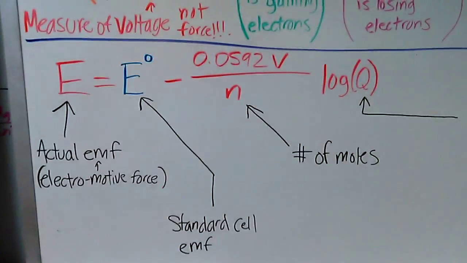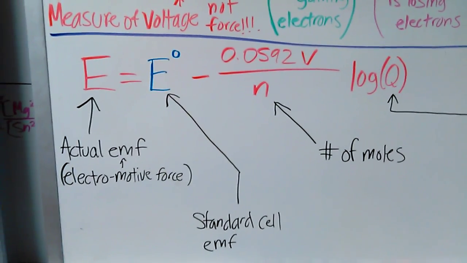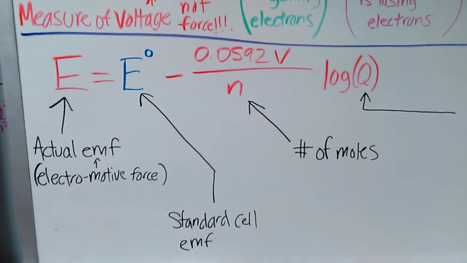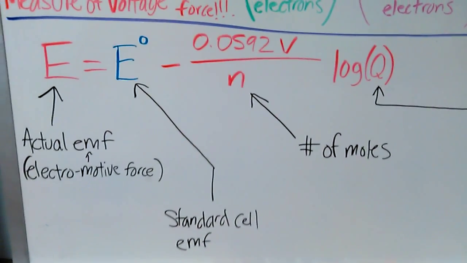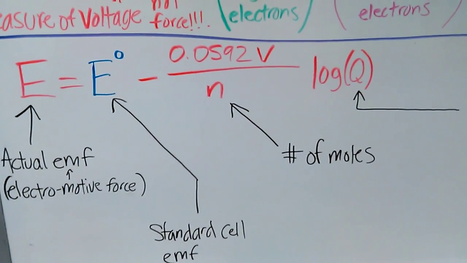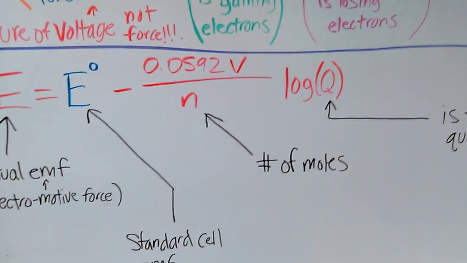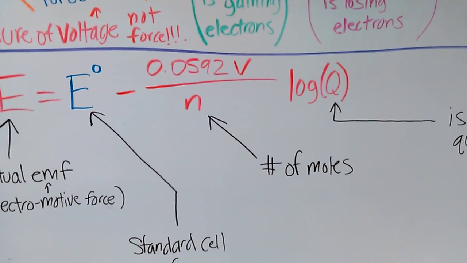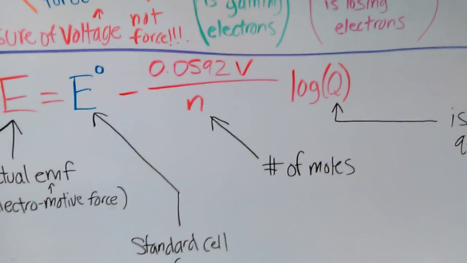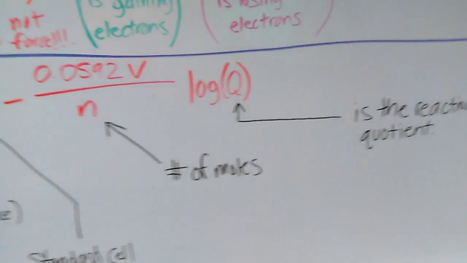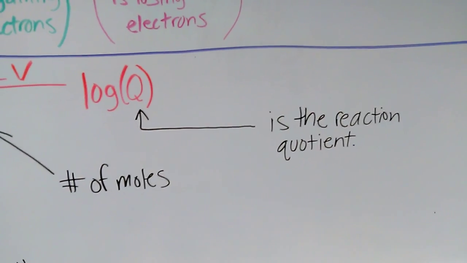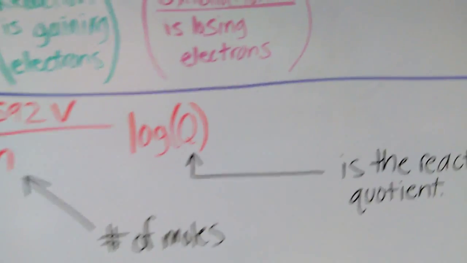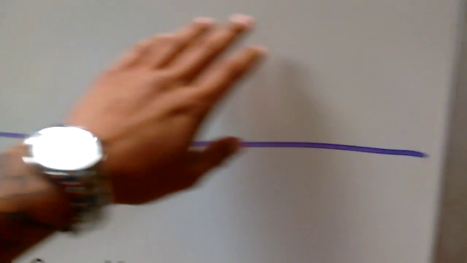Okay. Also we have here the E actual EMF, which is also the electromotive force. Keep that in mind. EMF, electromotive force, it's good to know, equals your standard cell EMF minus 0.0592 volts all over N, which is your number of moles of electrons, times log Q. And your Q is just the reaction quotient. Okay? These are what we'll be using.